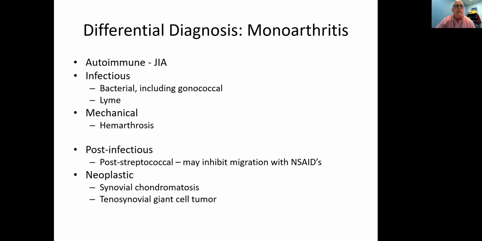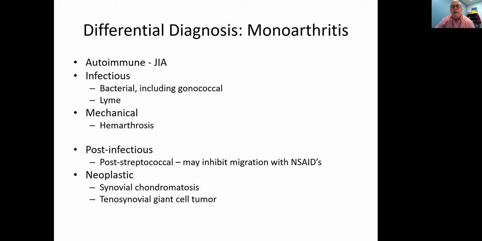Lyme arthritis is the one that can most closely mimic JIA. We don't see a whole lot of this in Tennessee, although we're starting to see a little bit. But Lyme arthritis is predominantly knee. They can get a very inflammatory arthritis. Historical history is very important with that, including travel history and exposure history. Mechanical hemarthrosis is the one that can present with fluid in the joint. So aspiration can help you with that one as well.